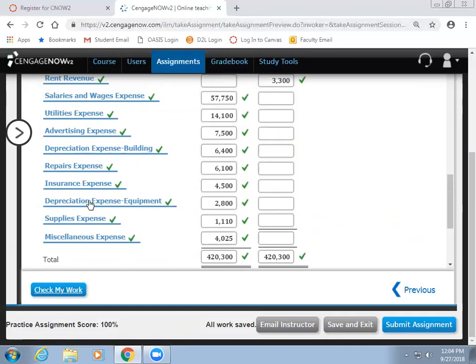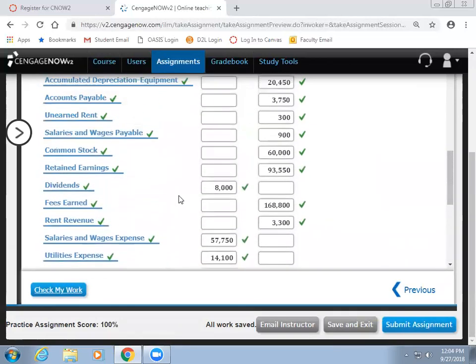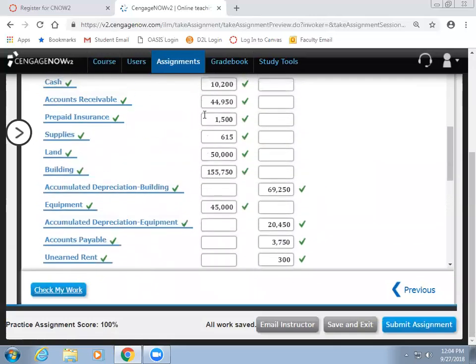Prepaid insurance. Well, the insurance expense is $4,500, and then your prepaid insurance should be $1,500.